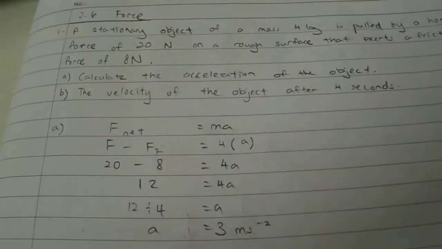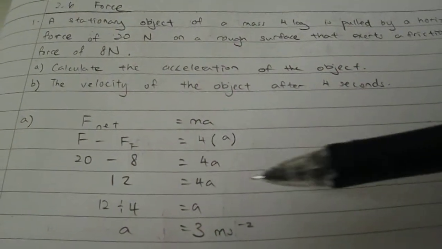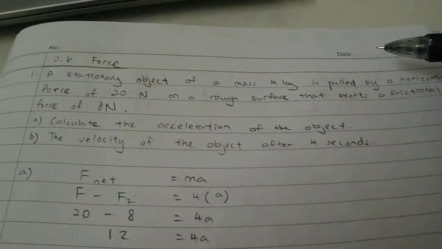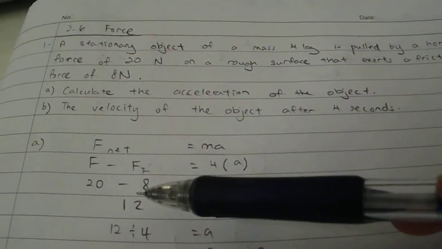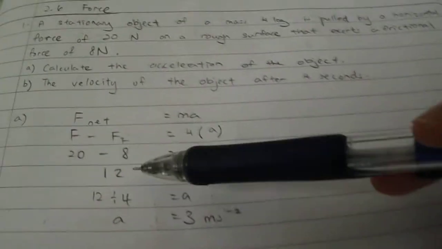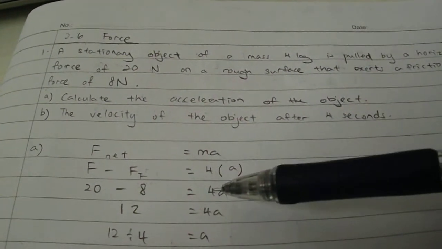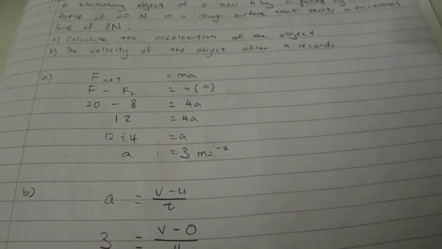That was simple. You just use the formula F net equals ma. So F minus frictional force equals ma, where m is 4 kg, because they said it's 4 kg, and we're supposed to find a. So the force applied is 20 newtons, and the frictional force that's acting on the object is 8 newtons. So you have 12 equals 4a, where a equals 3 m/s^-2.